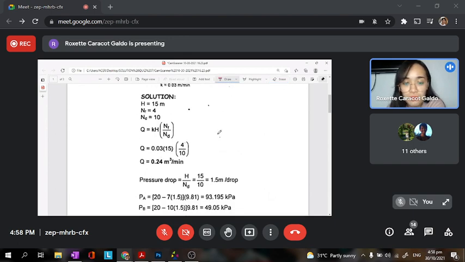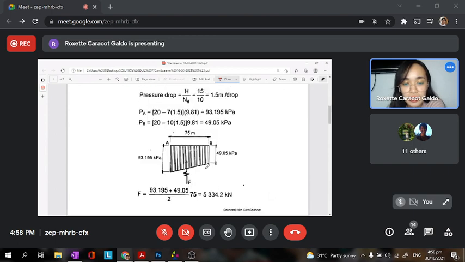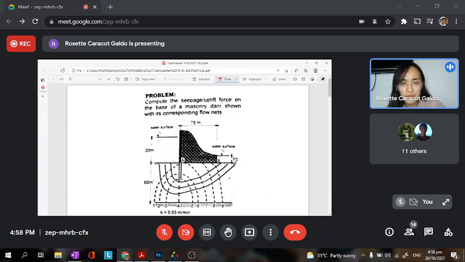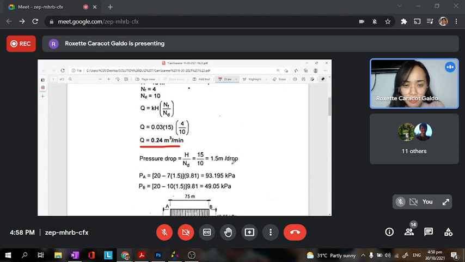So, we have the formula. Actually, the Q here is not included in the question of this problem. Right?